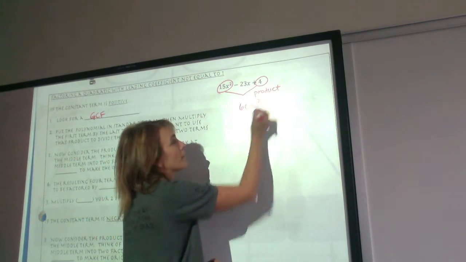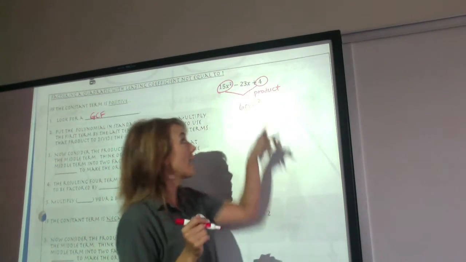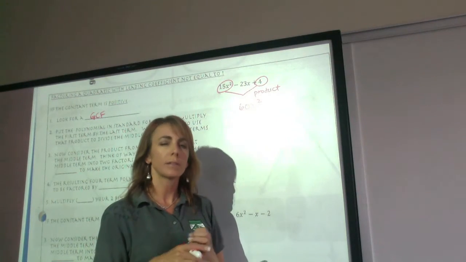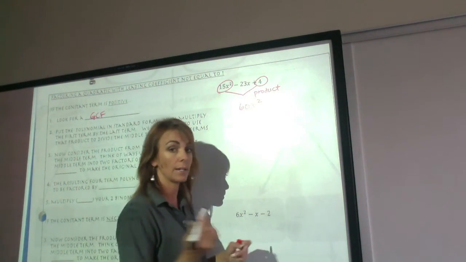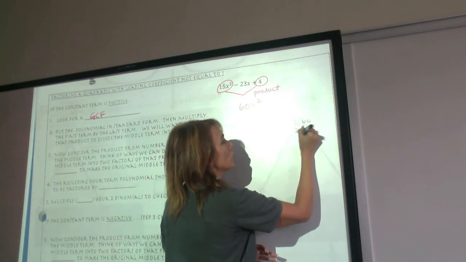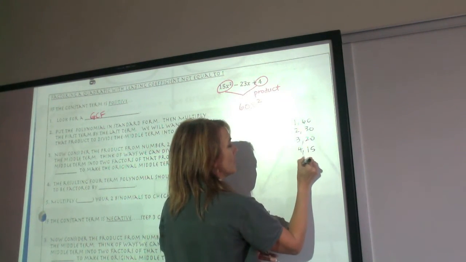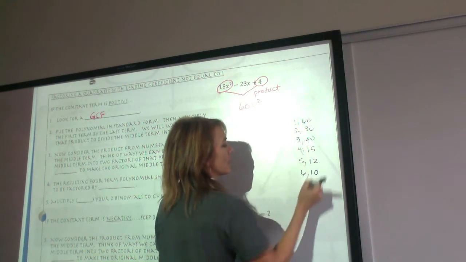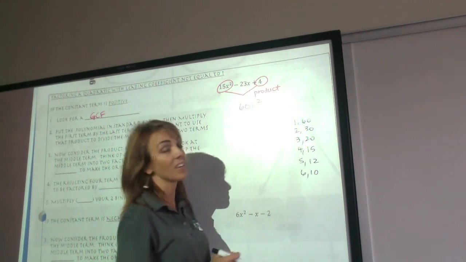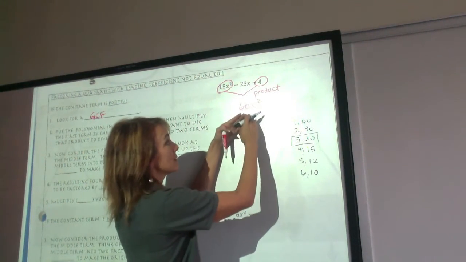60x squared. Now we're going to take that term and break it into two pieces that add to give me 23x. Okay, so let's think about what the factors of 60 are. And it's probably helpful to make a list, right? Let's go 1 and 60, 2 and 30, 3 and 20, 4 and 15, 5 and 12, 6 and 10. And that's the list of factors. So I'm looking for something on this list that adds to give me 23, and I find it here at 3 and 20.